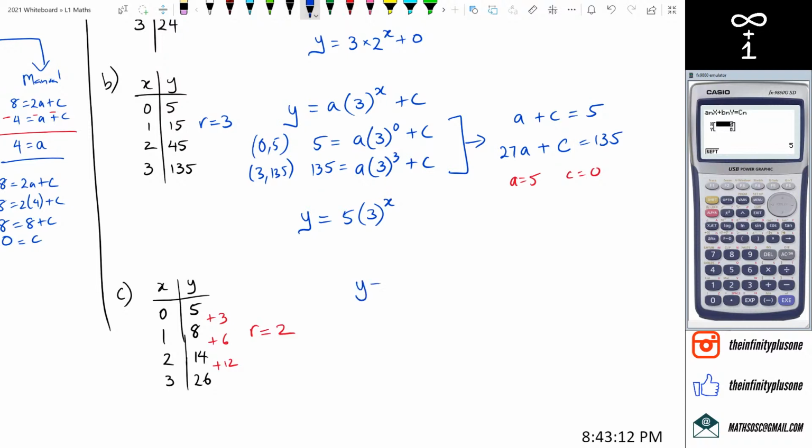So we're going to go a times 2 to the power of x plus c. We're going to take (0, 5) and put 5 is equal to a times 2 to the power of 0 plus c, and 8 equals a times 2 to the power of 1 plus c. We're going to rewrite this as a plus c is equal to 5, and 2a plus c is equal to 8. Chuck it on the calculator, and we should be good to go.